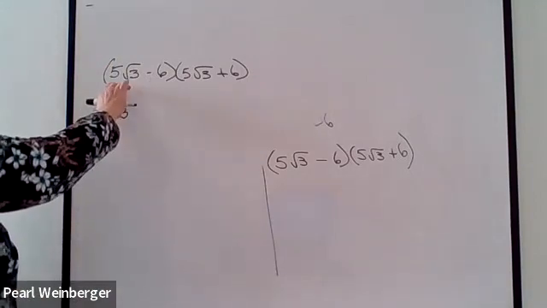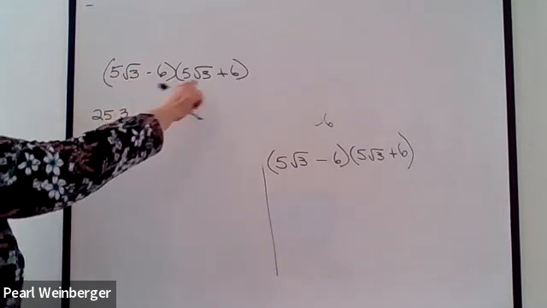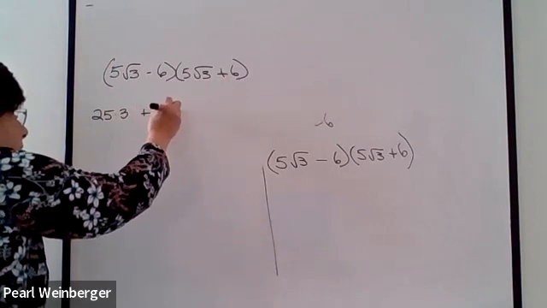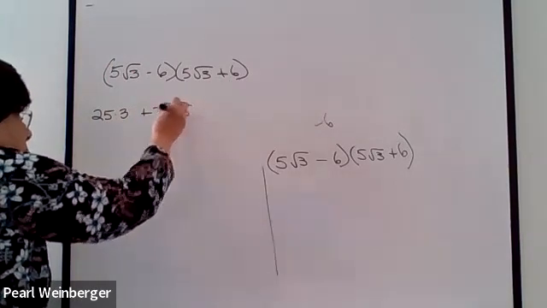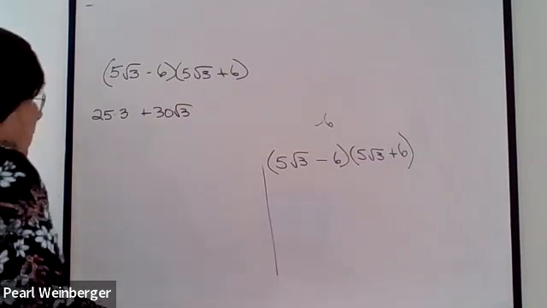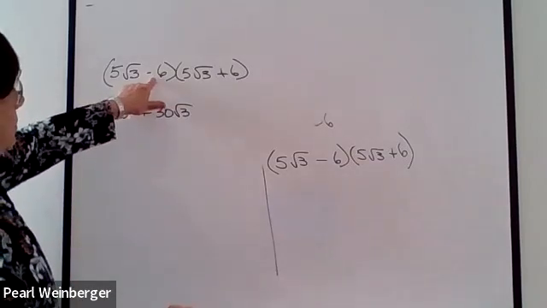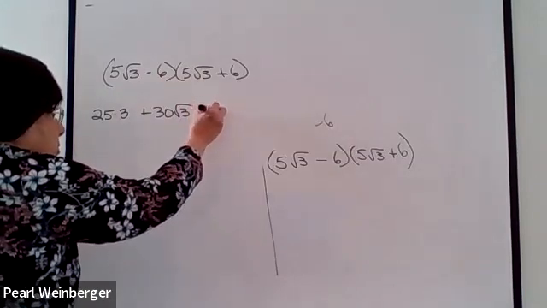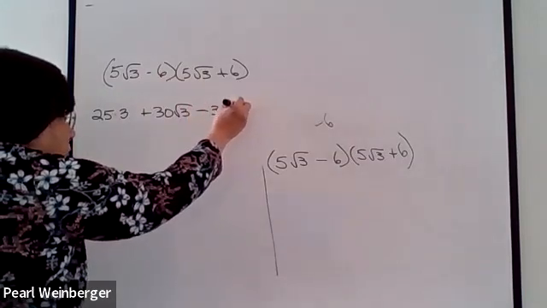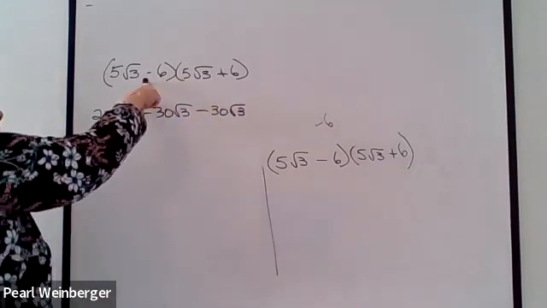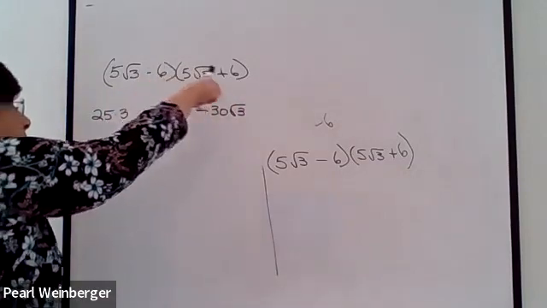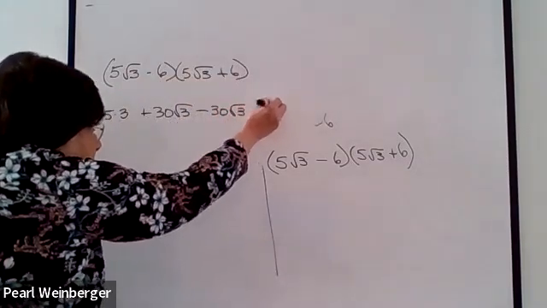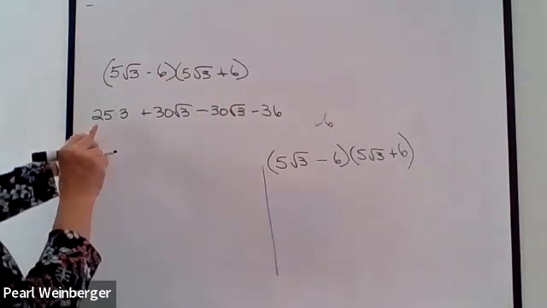Outer will be 5 radical 3 times 6, which will be plus 30 radical 3. Inner will be negative 6 times 5 radical 3, which will be minus 30 radical 3. And finally, last will be negative 6 times 6, which will be minus 36. And let's see what we have here.